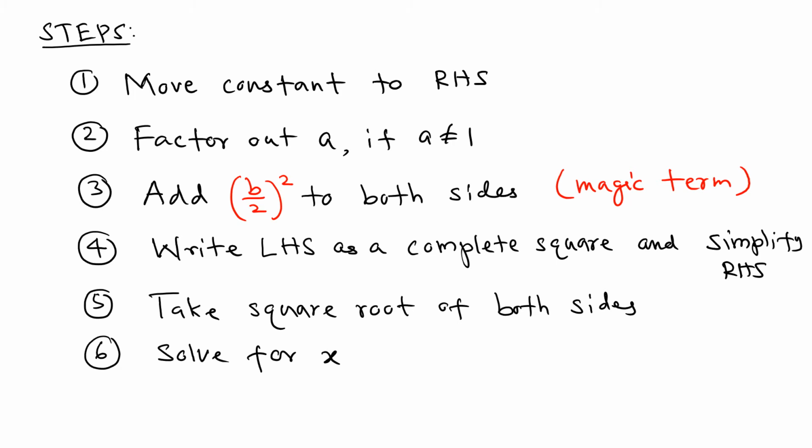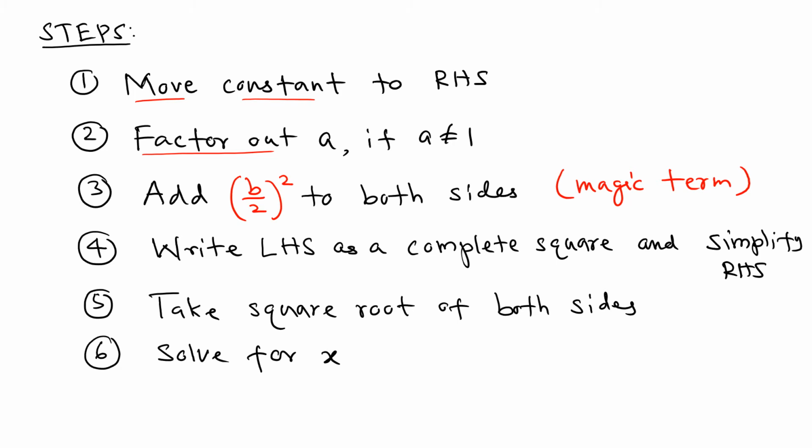First, we move the constant term to the right hand side, and then factor out the leading coefficient a, if a is not equal to 1. Then we add the special term, b over 2 squared, to both sides. We normally call this the magic term, because that's going to change the expression to a complete square. That's b over 2 squared, where b is the coefficient of the x term.